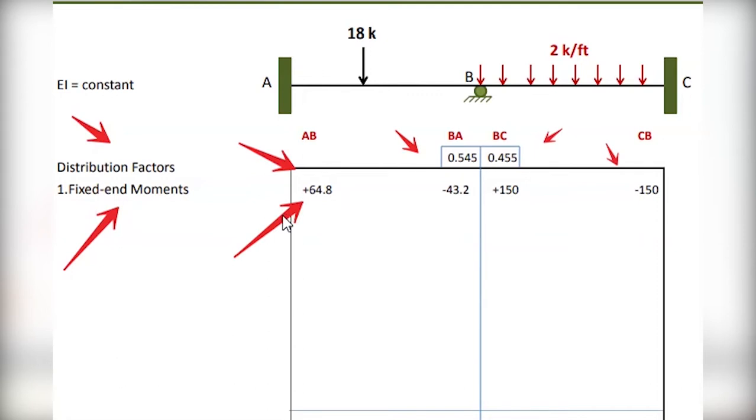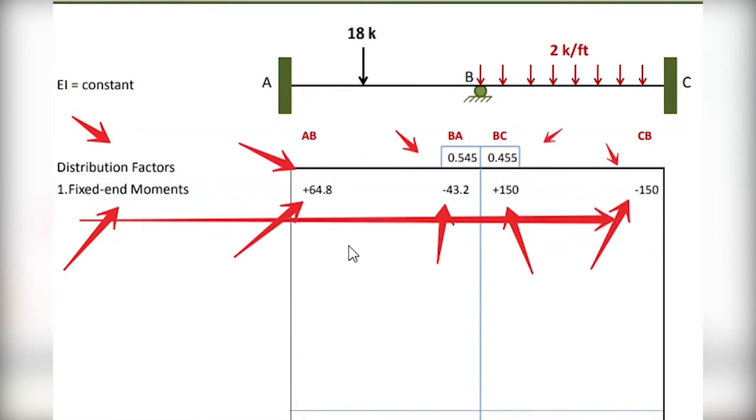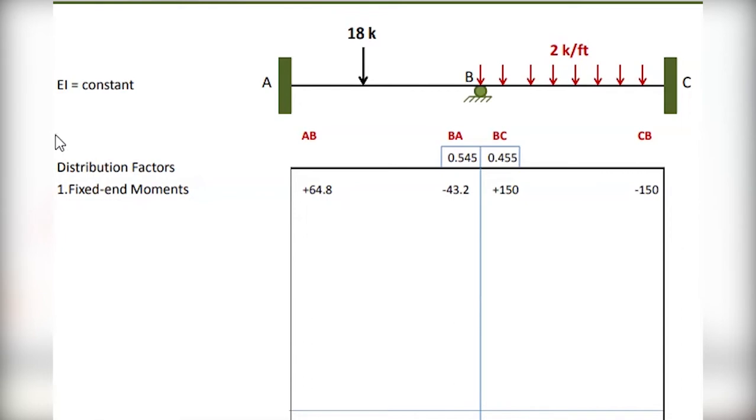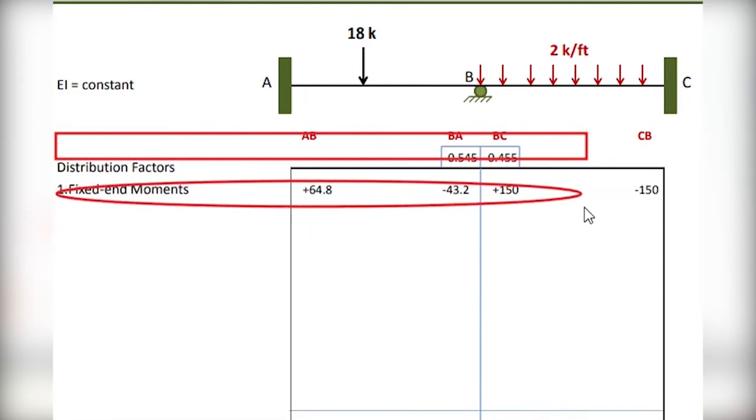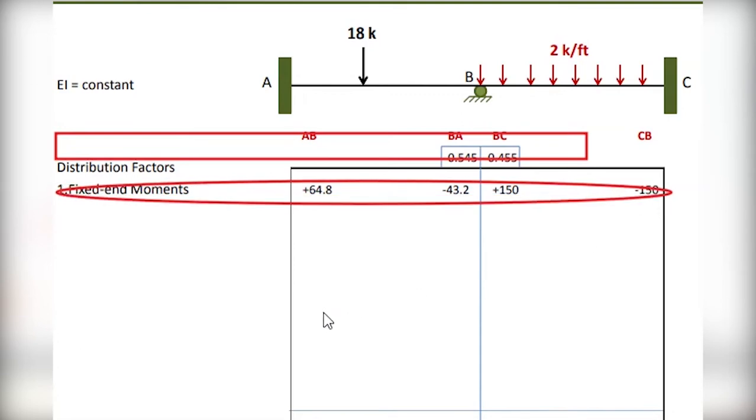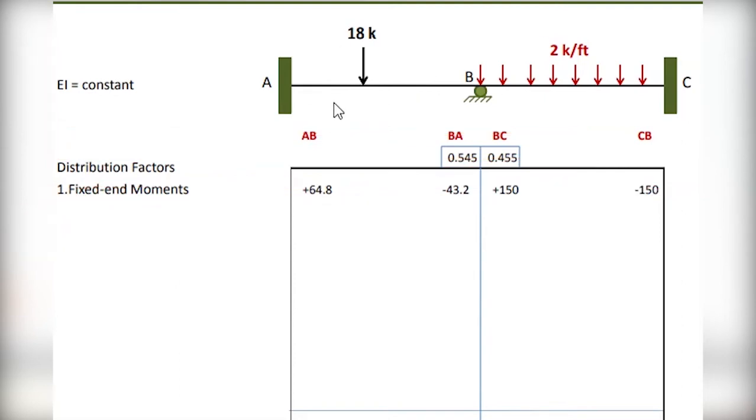So this is the moment between AB, which is positive, and this is the moment between BA, which is negative, and this is the moment between BC, which is positive, and this is the moment between CB, which is negative. So you create your second row, which is the fixed end moment. Generally, the first row is the distribution factor, which is this value. The second row is the fixed end moment, which you calculate from the load as given for the support condition. Now let's continue for the following procedures.